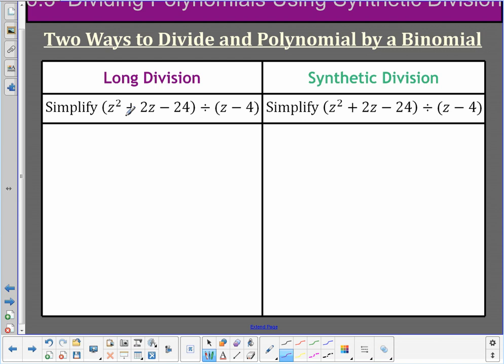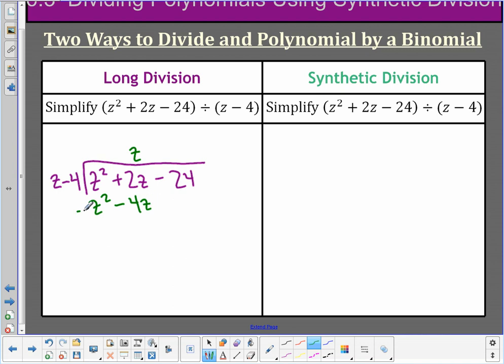When we had z squared plus 2z minus 24 divided by z minus 4, we would end up with something like this. Sometimes my z's look like my 2's. Sorry. I need to ask myself, what do I multiply z by to get to z squared? Well, I need a z. So it goes above the 2z term. z times z is z squared. z times negative 4 is negative 4z. And I subtract. So these go away.